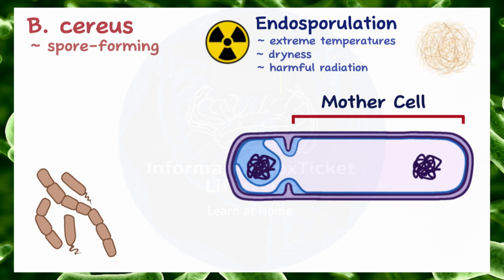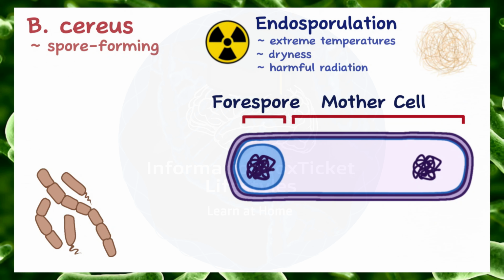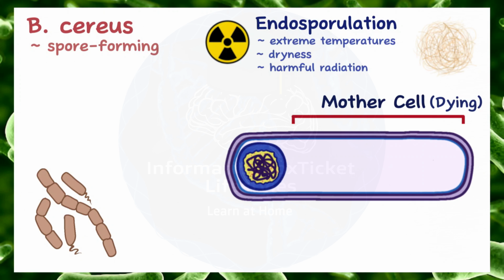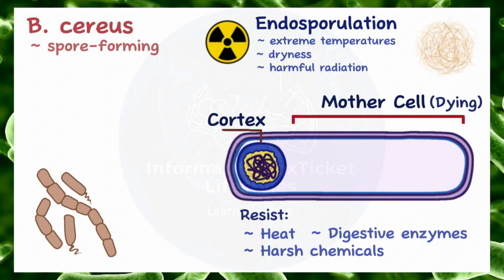The cell's plasma membrane surrounds this mother cell and pinches it off, creating a separate entity known as a forespore. The forespore then invaginates into the mother cell and becomes fully engulfed by it. Inside the dying mother cell, the forespore loses water, accumulates calcium, and is encased in a super tough cortex derived from the mother cell. At this stage, the endospore can resist heat, harsh chemicals, digestive enzymes, and even antibiotics.